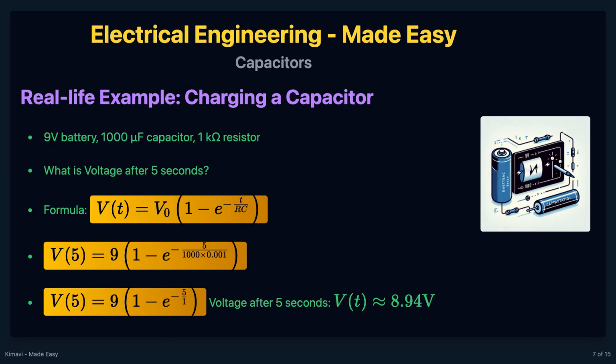If you connect a 9-volt battery to a 1000 microfarad capacitor through a 1 kiloohm resistor, the voltage across the capacitor after 5 seconds can be calculated as follows. V(t) equals 9 times (1 minus e to the power of negative 5 divided by 1000 times 0.001), which is approximately 9 times (1 minus e to the power of negative 5), which is approximately 9 times (1 minus 0.0067), which is approximately 8.94 volts.